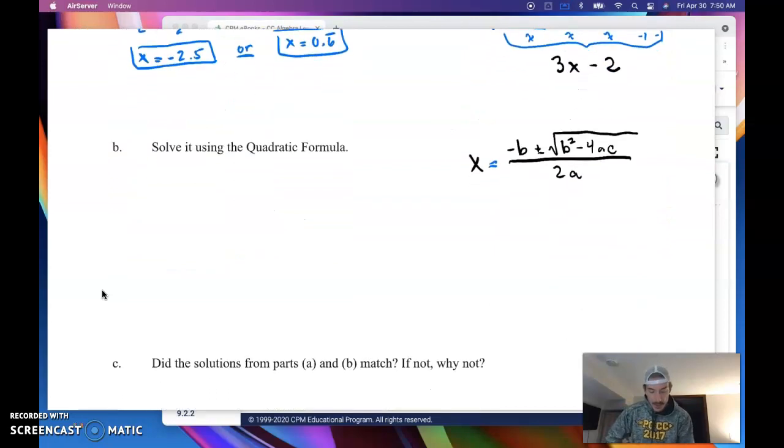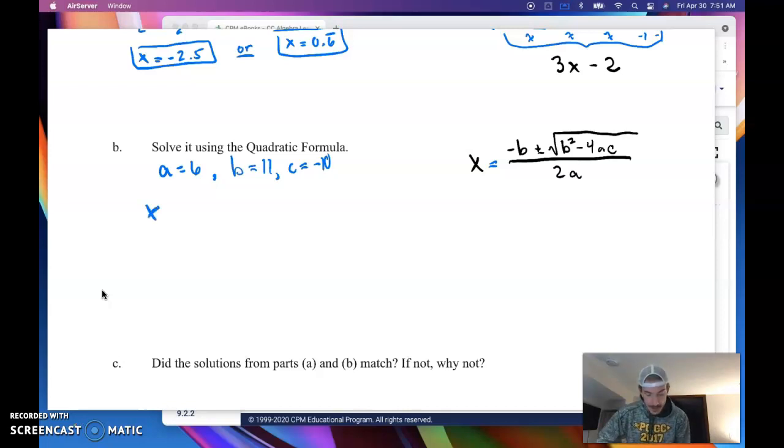And then we plug these things in correctly. A is 6, b is 11, and c is negative 10. If we can plug those things in correctly, we can then simplify following our order of operations that we've been working with for years now, and then come up with two solutions. We're going to see if these two things match, okay?